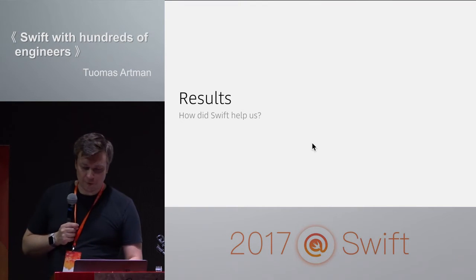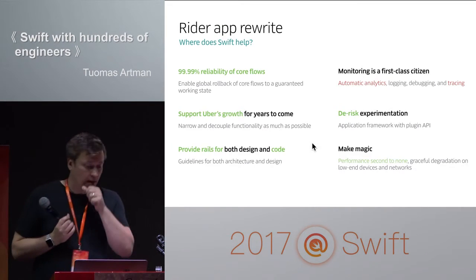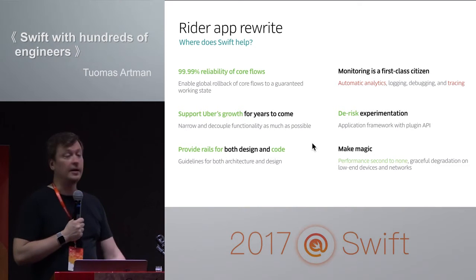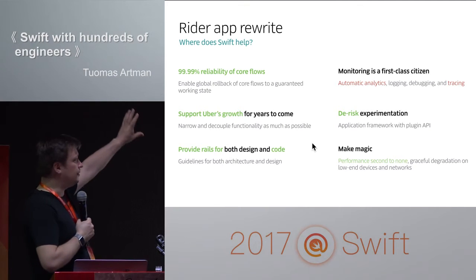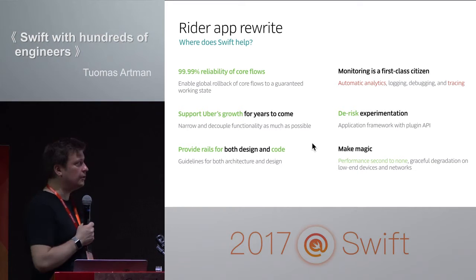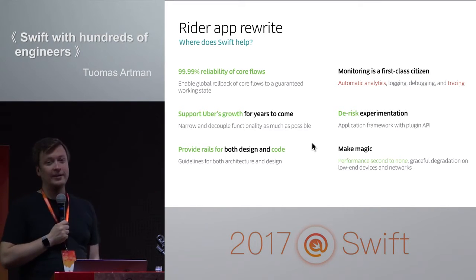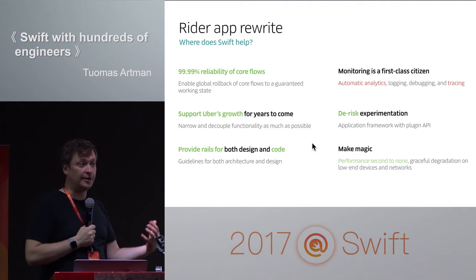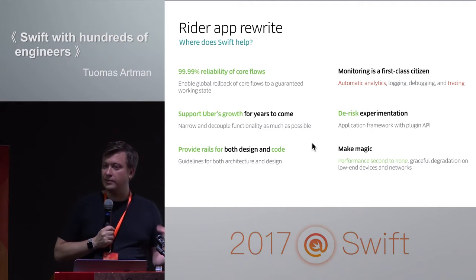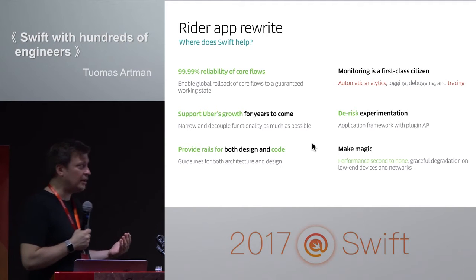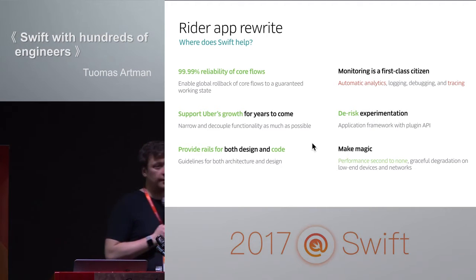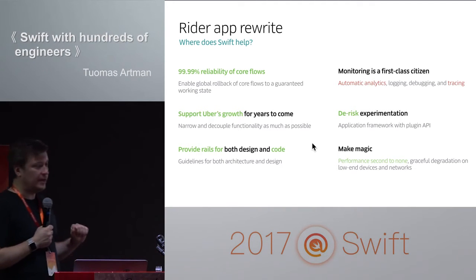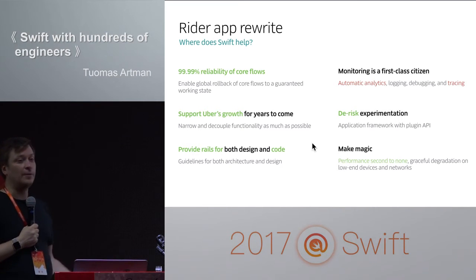So to wrap things up, I'm already going like 2 minutes over my time. What were the results of all of this work that we did? Looking at Swift, coming back to the goals that we had in the beginning: Reliability, definitely because of Swift. Support Uber's growth. Swift is really the language of the future. Providing rails for code. Swift is much easier to comprehend. It has about a third of the verbosity of Objective-C. It's easier to implement patterns and enforce them. Monitoring is harder because you can't swizzle, so you have to find ways of generating code to monitor automatically. De-risking experimentation, again going hand in hand with the reliability of Swift and the compiler. And making magic: Swift is more performant if you don't take into account the application startup speed. That gets slowed down because you have to load dynamic libraries.